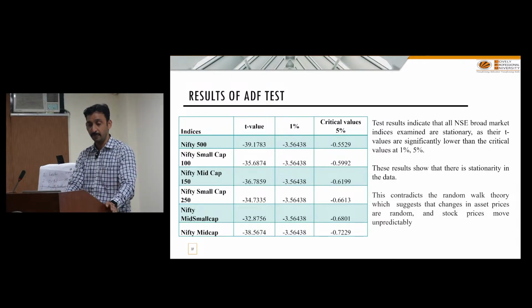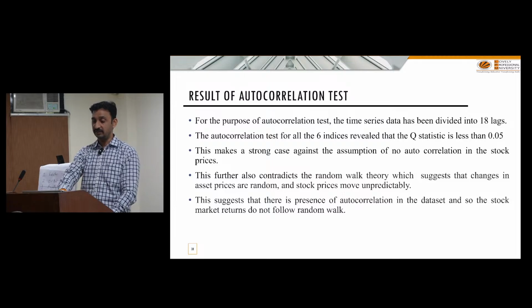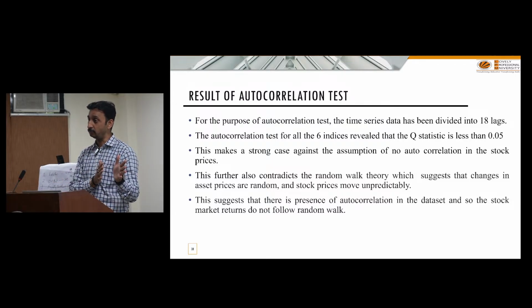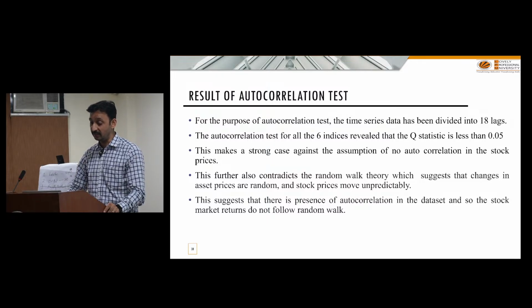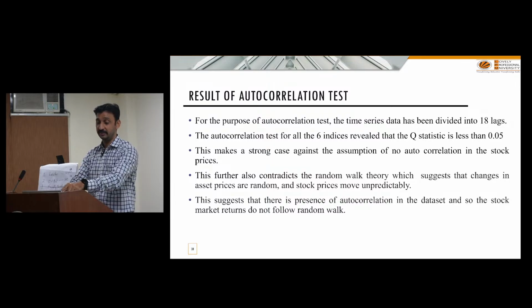So you can see here the result of the autocorrelation test. For the purpose of the autocorrelation test, the time series is divided into 18 lags. We have divided the data from 1st Jan 2008 to 31st Jan 2023 into 18 lags. The autocorrelation of all six reveals that the Q statistic p-value is less than 0.05. This makes a strong case against the assumption that there is no autocorrelation in the stock prices, and further contradicts the random walk theory.